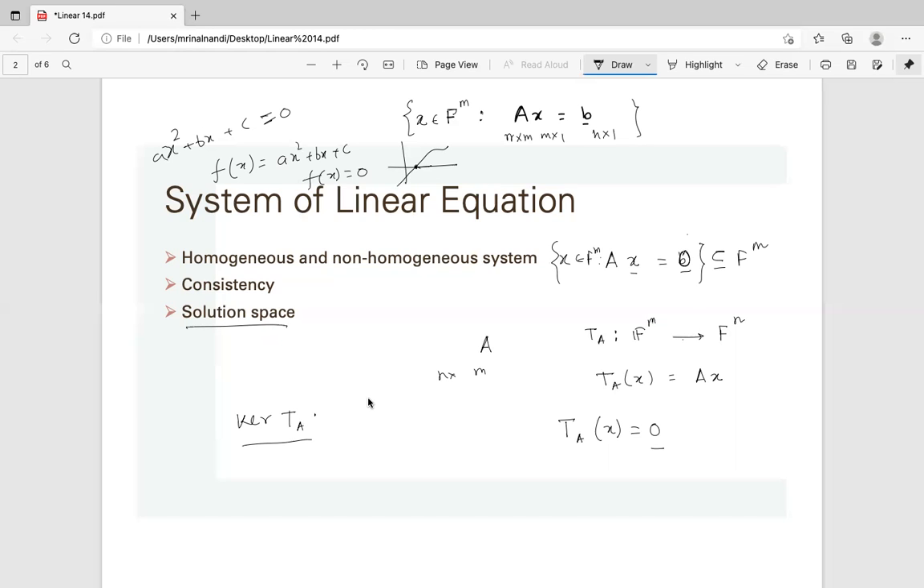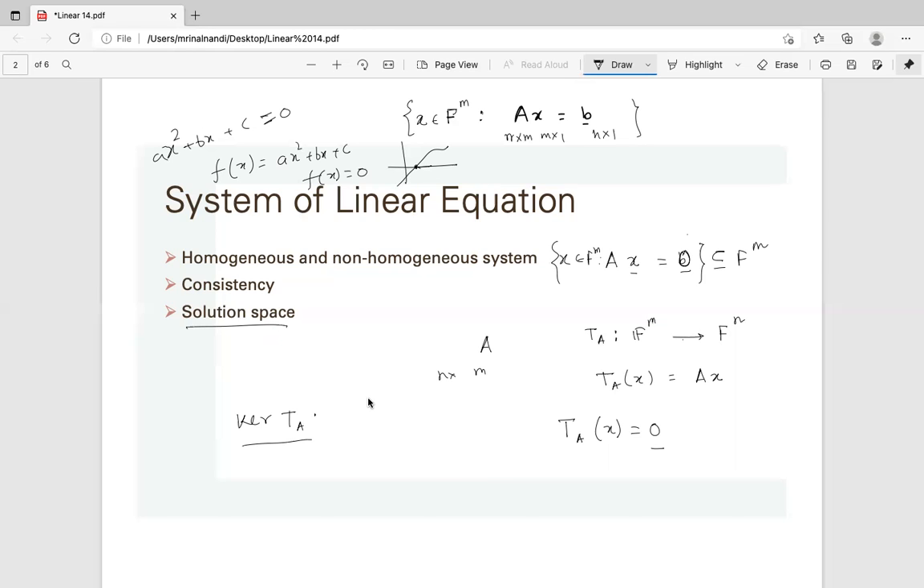Then whether it is just a singleton zero vector, or whether its dimension is greater than 0, that is the question. If the dimension is 0, there is a unique solution; if the dimension is greater than 0, there are infinitely many solutions. And for the infinite solution you can classify it just like a dimension. So it is no solution, one unique solution, or infinite solution.